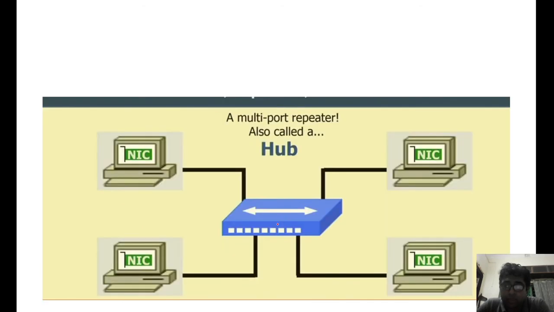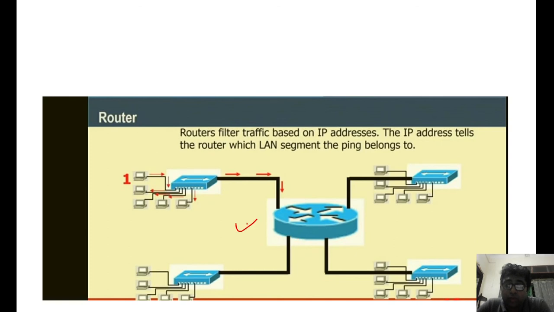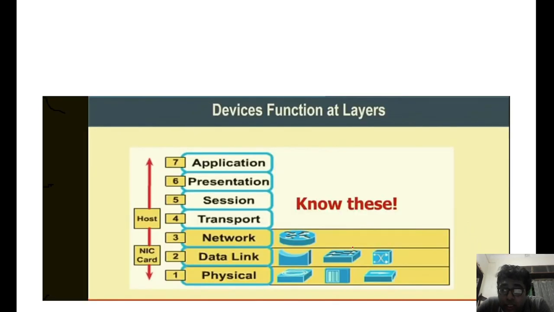Yes, and the last one is router. Now what is the function of router? Before that, one second. Yes, so this is switch, and this is bridge, and this is a hub and a repeater. The repeater will increase the strength of the signal.